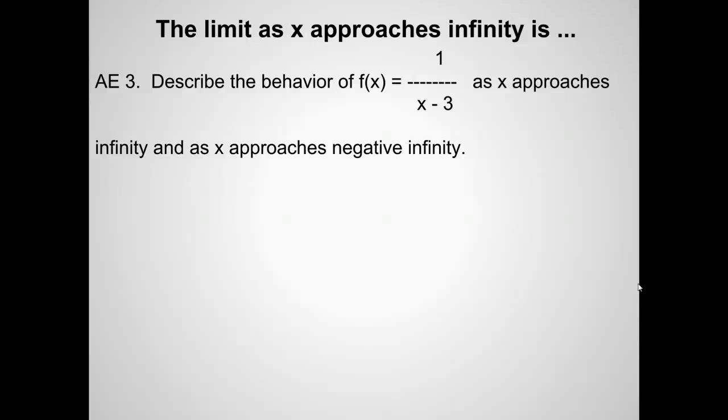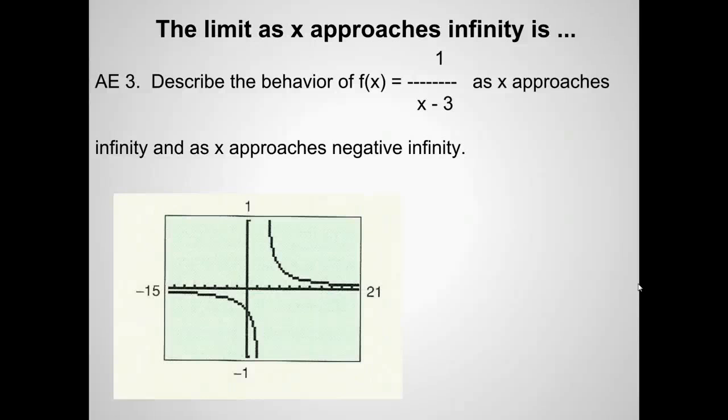Once again, there seems to be no value at x equals 3 because that makes the denominator equal to 0. We might be able to picture in our mind what this function looks like. If not, with this window, here's what we have. We have our vertical asymptote at x equals 3.